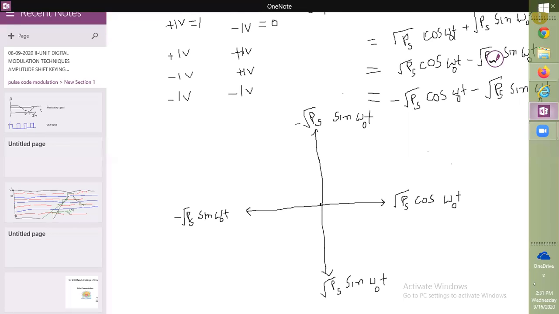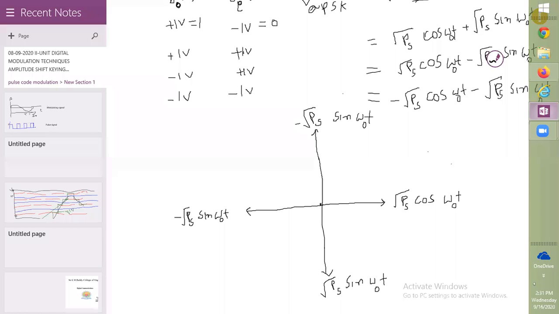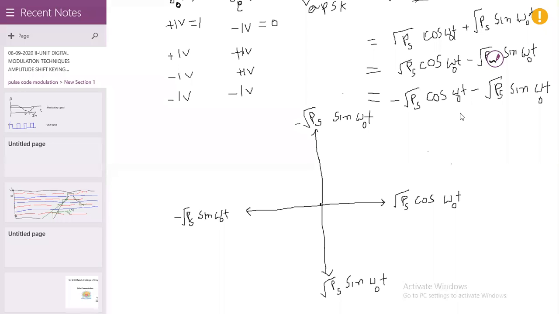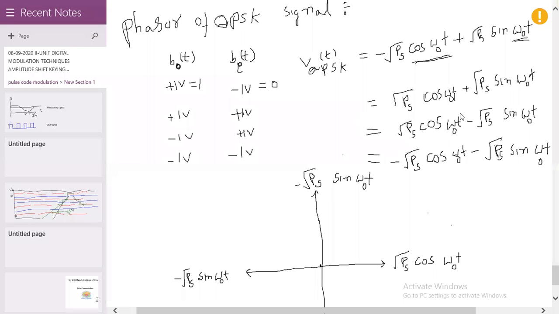Now we can draw the phasor diagram. Now here you can observe what the first equation is. Tell me, what is the first equation? Minus root of Ps cos omega naught t plus root of Ps sin omega naught t. Here we can observe the components. What are the components here? Minus root of Ps cos omega naught t.